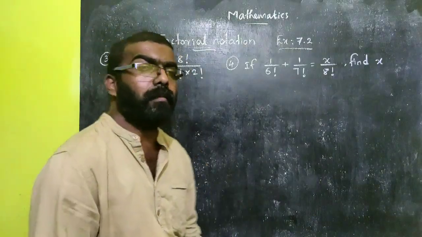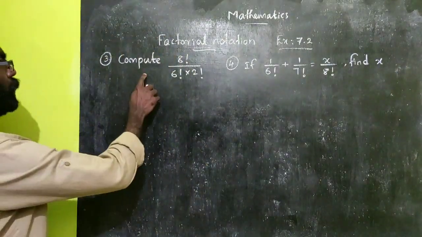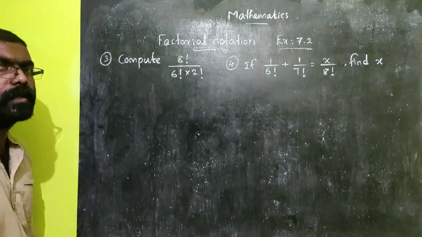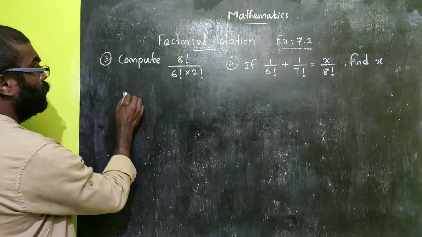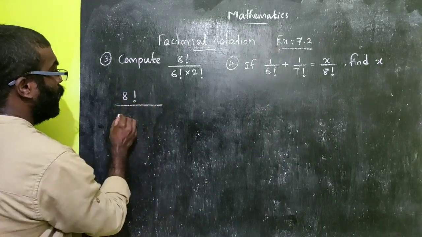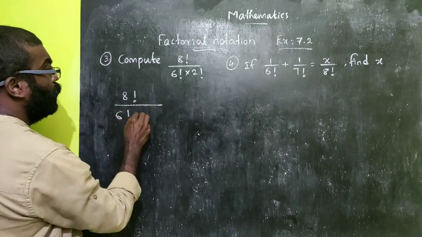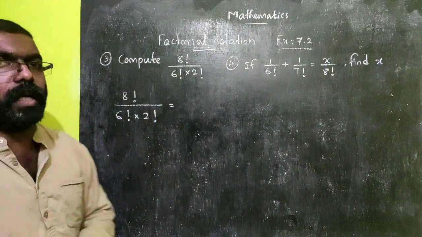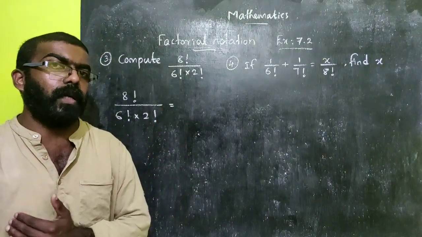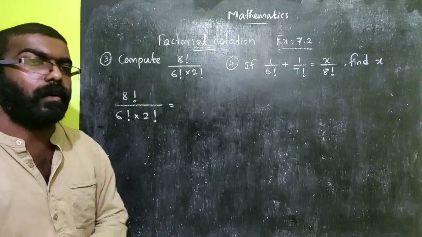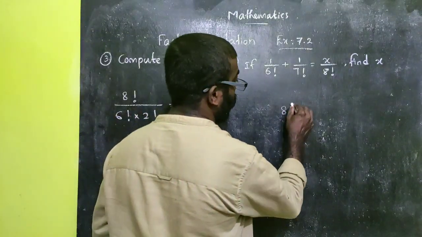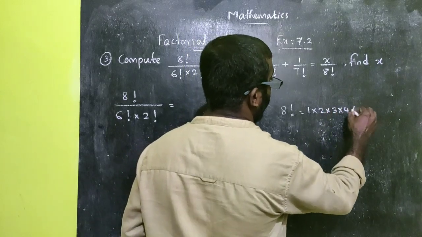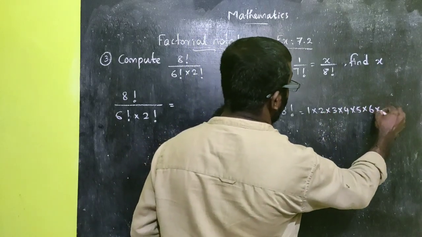Now we move on to question number 3. Compute 8 factorial divided by 6 factorial into 2 factorial. We know 8 factorial is what? 1 into 2 into 3 into etc. up to 8. Okay. 8 factorial is 1 into 2 into 3 into 4 into 5 into 6 into 7 into 8.